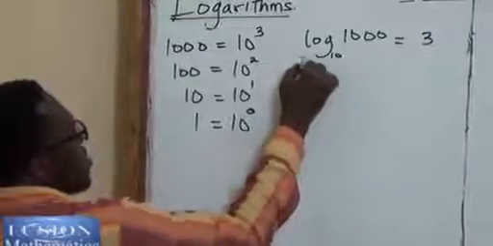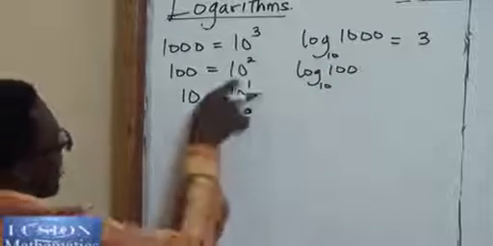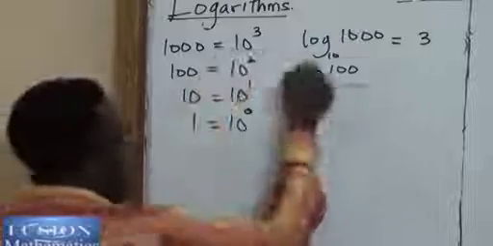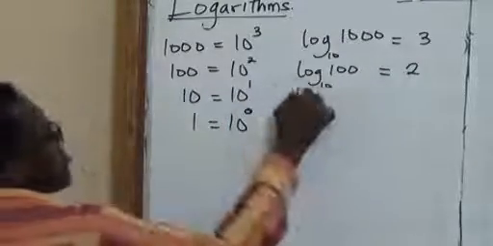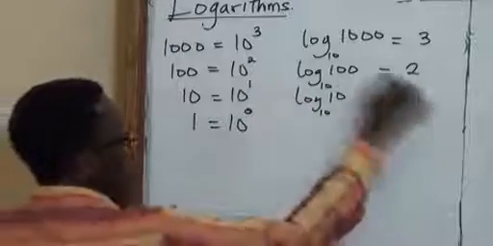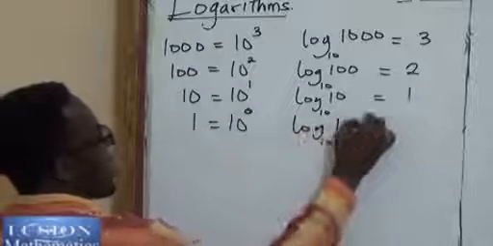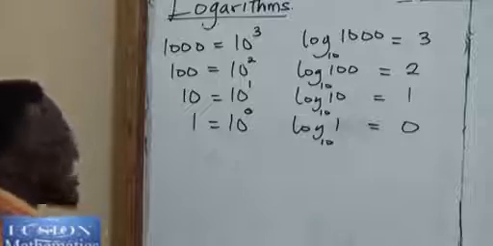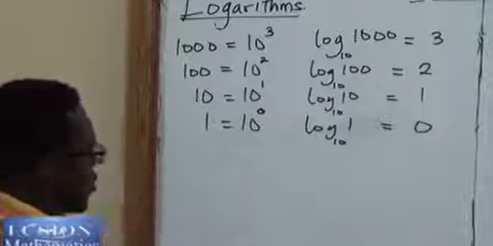Invariably, we can say log 100 taken to base 10. We have it here. When it's taken to base 10, it is what? The power is 2. So the log of 100 base 10 is 2. Also, the log of 10 when it's taken to base 10 is what? 1. Also, log 1 taken to base 10 will give us what? 0. So this is the relationship we have between indices and logarithm.